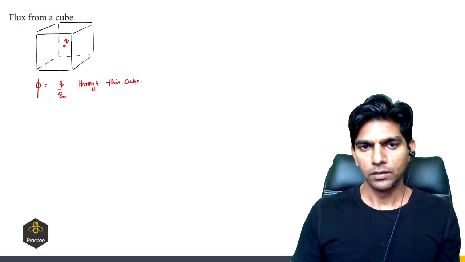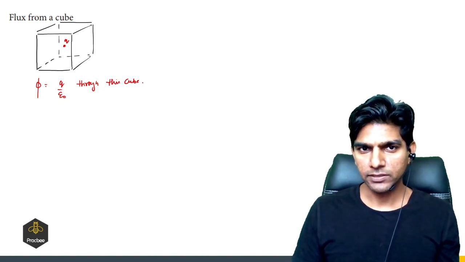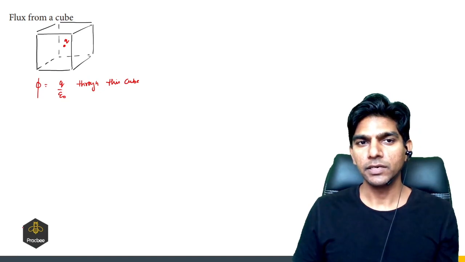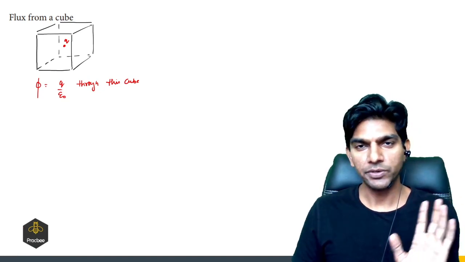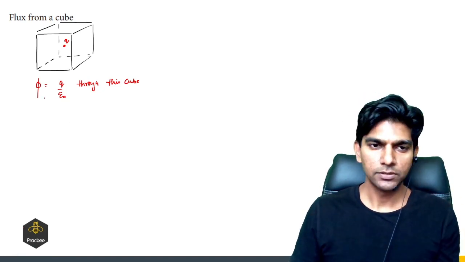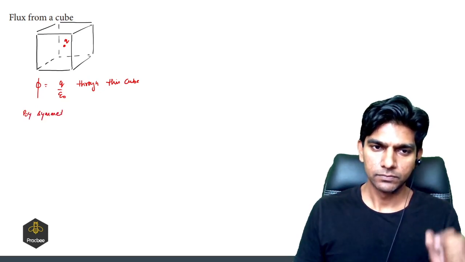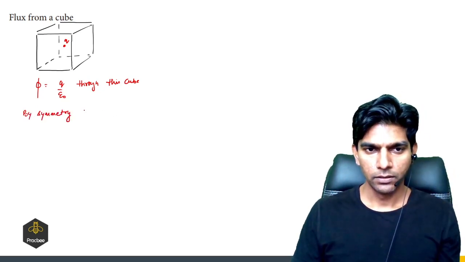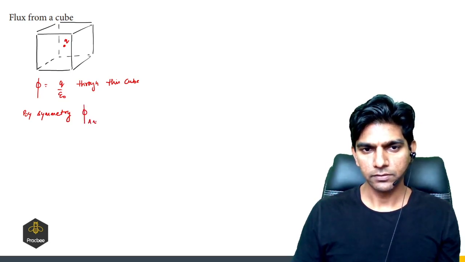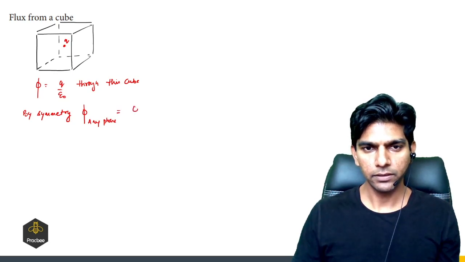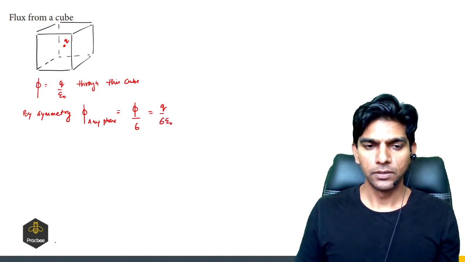If you want to find the flux linked with one of the faces, by symmetry we can say all faces are symmetrically aligned with respect to the charge. So by symmetry, the flux through any face is the same, and it will be the total flux divided by 6. So it will be q upon 6 epsilon naught.